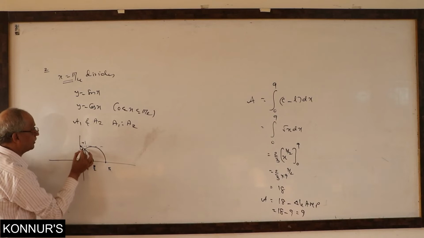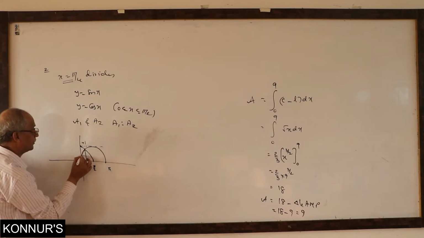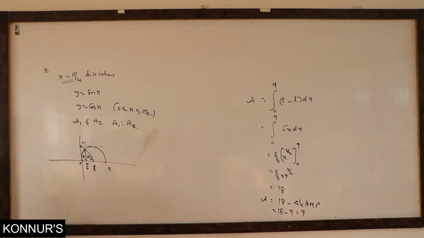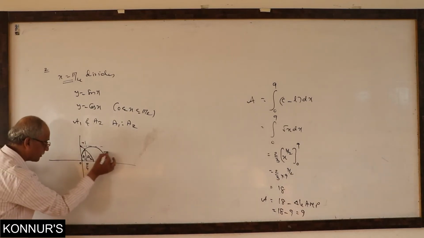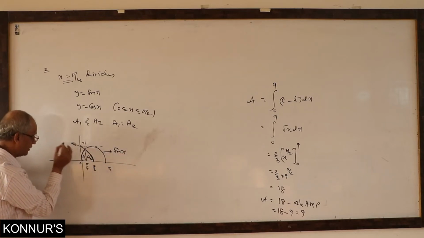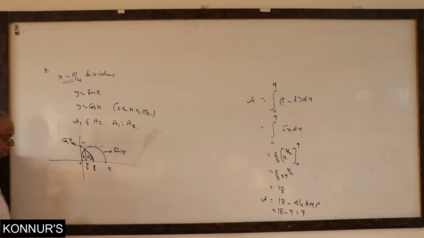What is our main problem? Focus is here. This is A1 and this is A2. So he is asking what is A1 by A2. Very clear. What does this curve represent? Function sin x. This curve represents function cos x. First, directly from the figure, A1 is 0 to pi by 4.